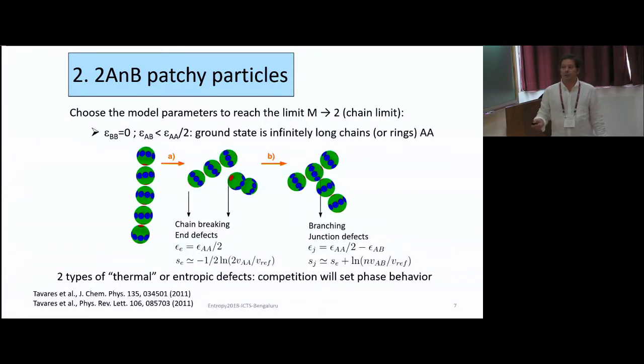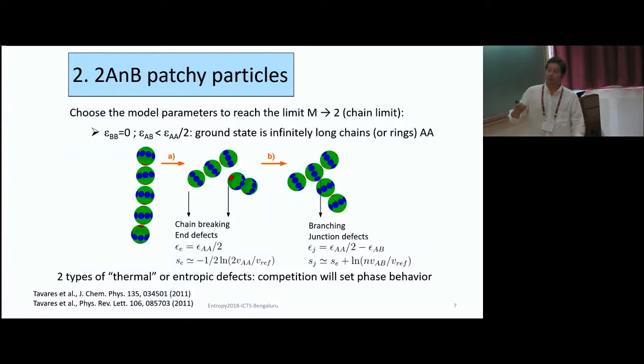Of course, you also have an entropic effect. So entropically, it's favorable to break the chains. You can explore more volume, and theoretically you can say that the entropic gain of creating one end defect is this one. It's related to the volume of AA and to a reference volume that is basically twice the excluded volume of two spheres, or the excluded volume of the reference system.